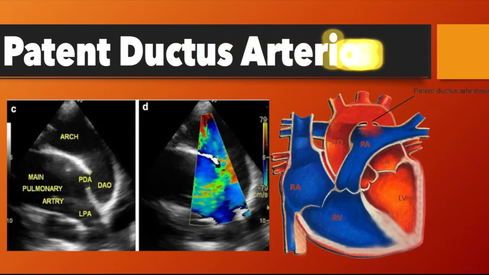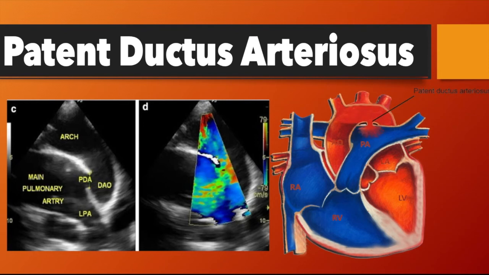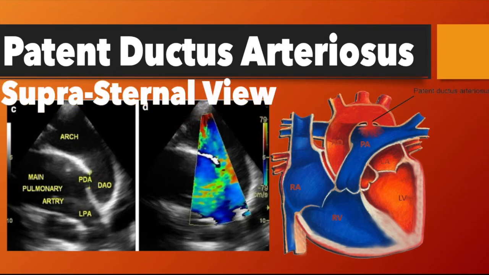Here is patent ductus arteriosus, as marked by the circle here. Patent ductus arteriosus is a normal connection present in the fetus between the arch of the aorta and the pulmonary artery. Actually, this should close after birth. If it remains patent, it's considered a congenital anomaly, which is called PDA or patent ductus arteriosus. It is best seen in the suprasternal view, like the coarctation of the aorta.